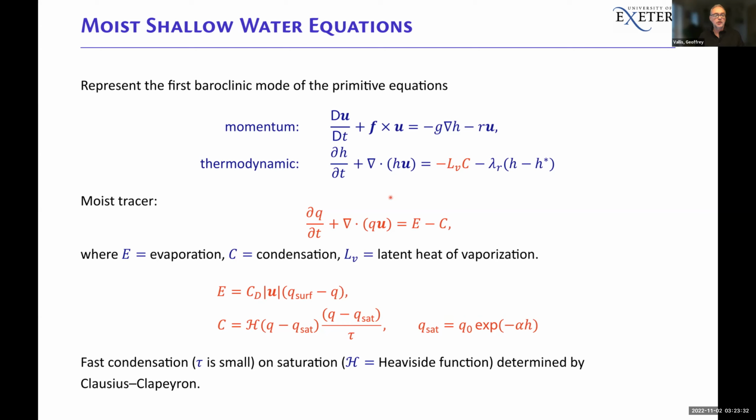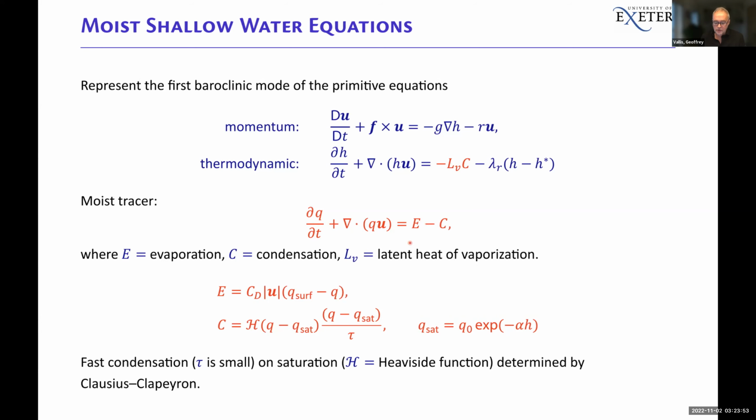And that comes from the addition of a tracer, which represents moisture. Q is the level of humidity. So here's a conservation equation for humidity. And then it's forced by evaporation, and it also condenses.